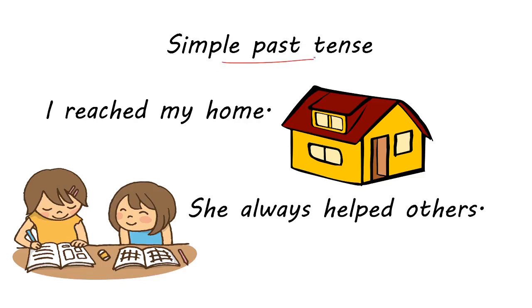Now moving on to simple past tense. Simple past tense can be used to indicate an action completed in the past. So I reached my home shows an action that is over. Here the verb is reach and it is in its past tense. Simple past tense can also be used to indicate a past habit with adverbs like always, never, often, etc. So she always helped others. Here the verb is help and this shows a past habit. So in such cases also simple past tense can be used. We just need to add the verb in its past form. So the past tense for the verb help is helped.